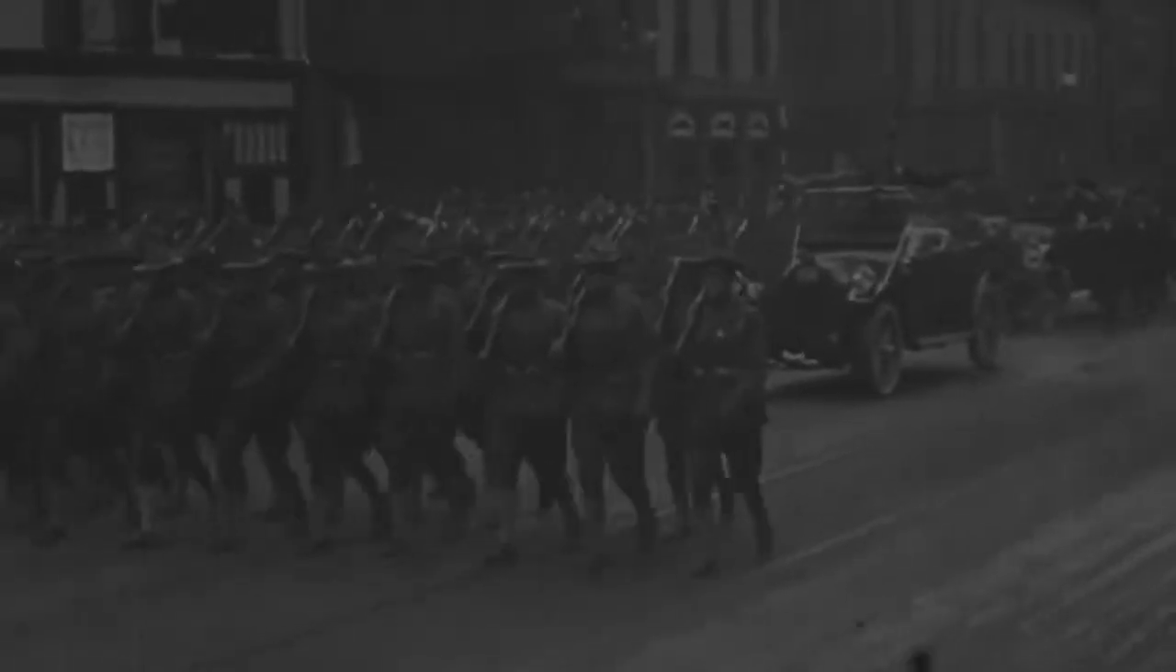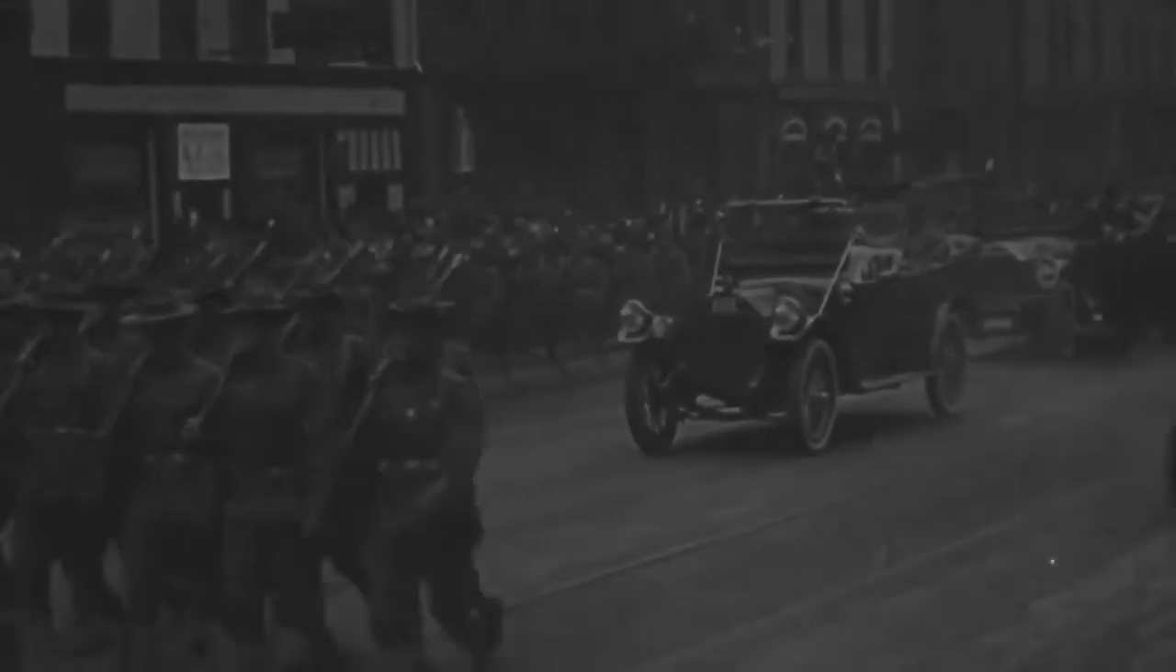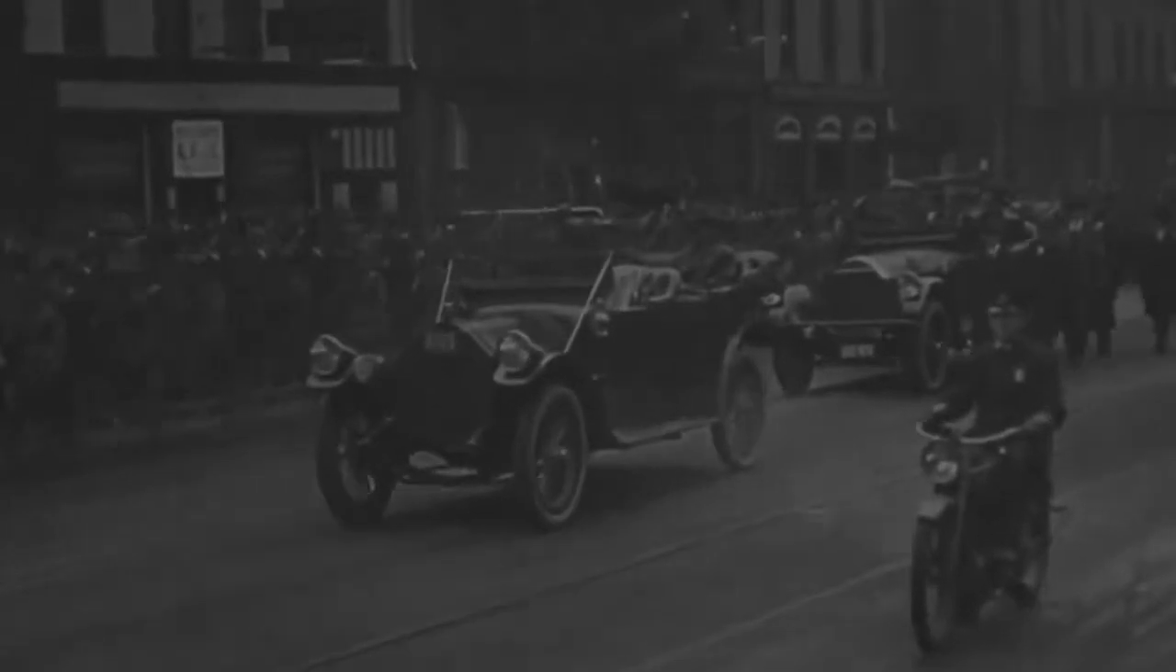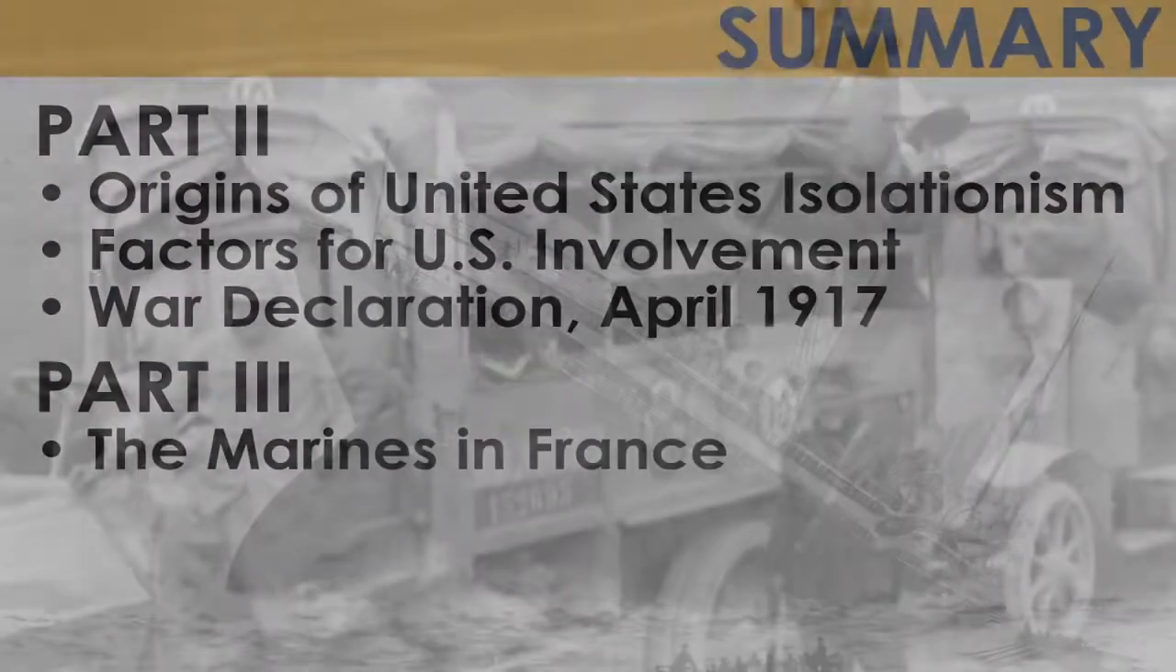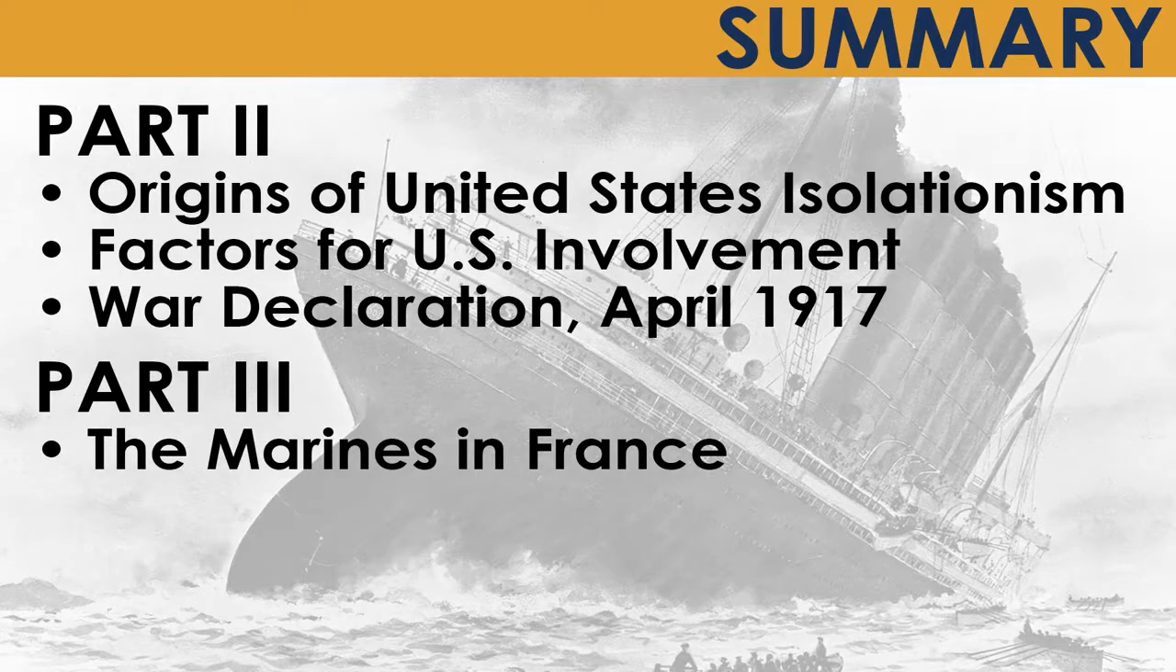America was prepared, for better or worse, to go over there. What America needed to help them win was a few good Marines. This video discussed the changing opinion of United States politicians and citizens from neutral isolationist in 1914 to willing belligerent in 1917. The final video will discuss the role of the United States Marine Corps in World War I and the experiences of Marines in France.